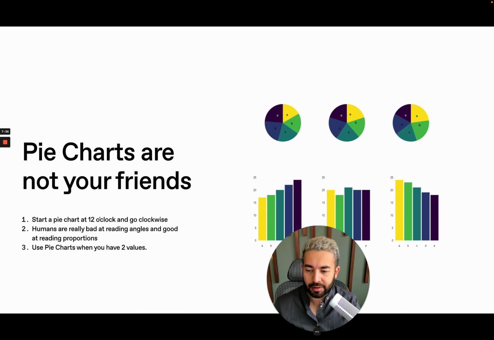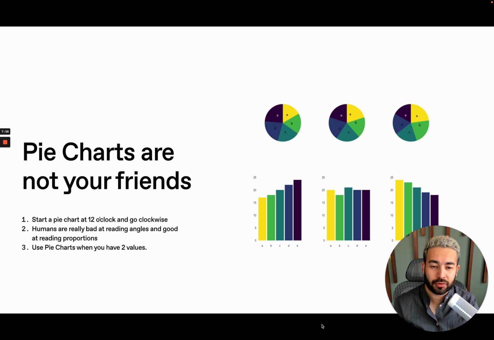Another thing about pie charts is that you always want to start from the 12 o'clock and then go clockwise. That will be the way to organize the information. And yes, it is good when you have only two values.